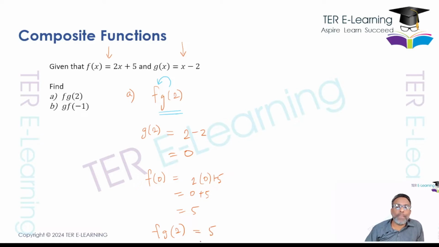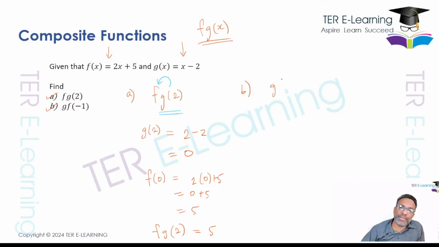So this is one method of working this problem. I normally advise my students to use this. But another way could have been to find the composite function fg of x, and then plug 2 into that function. We're only going to do this if they ask us to work this out. If they didn't, then go ahead with this simple method to work out the composite function. So that's part A.